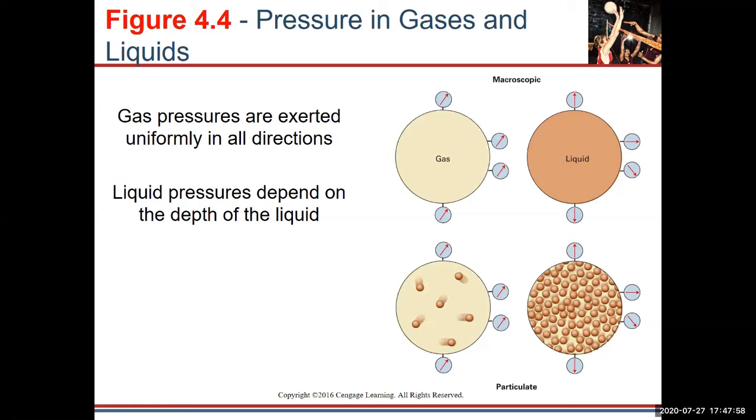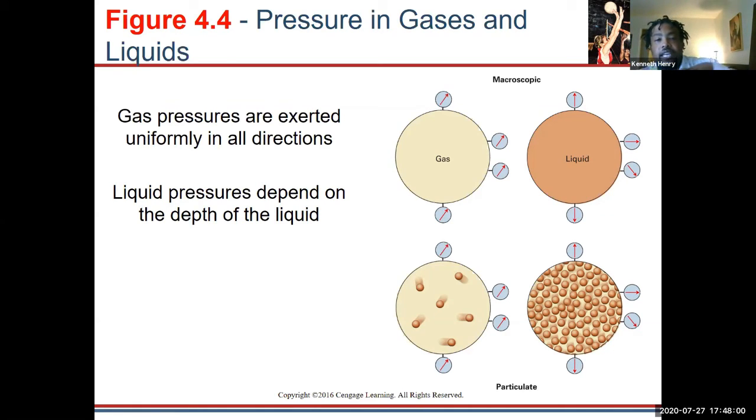Okay. So when we're talking about gases, gases are going to be acting in all different directions, right? And so the pressure of your gases is going to be exerted uniformly, all the way around, in all directions. Liquids are only going to exert pressure where the liquid is, right? It's not going to affect the stuff above the liquid. The pressure is only going to be in that liquid component. Do you understand what I'm saying? So it really just depends on the depth of the liquid. That's the only part of the pressure that you're going to get, whereas gases are going to affect everything.